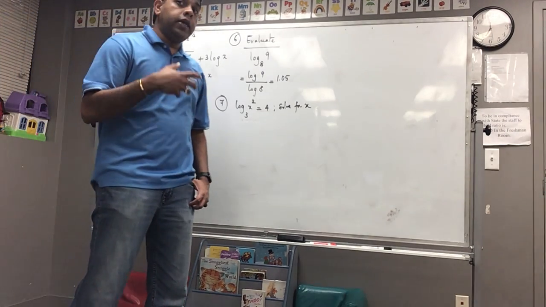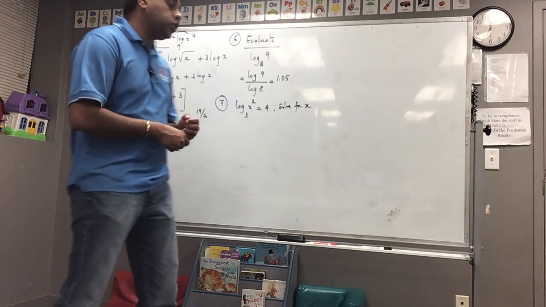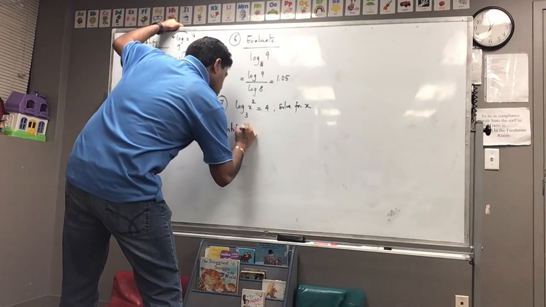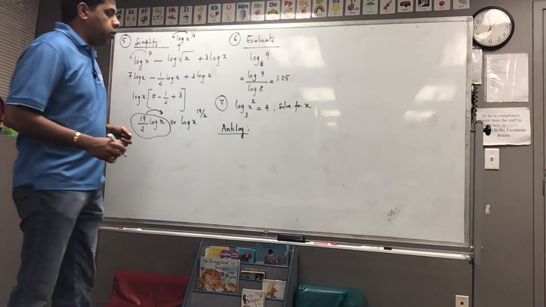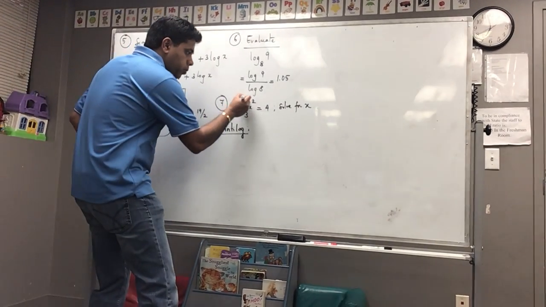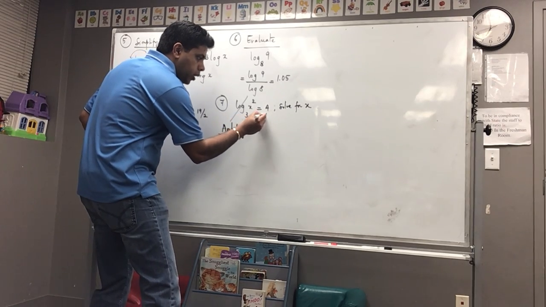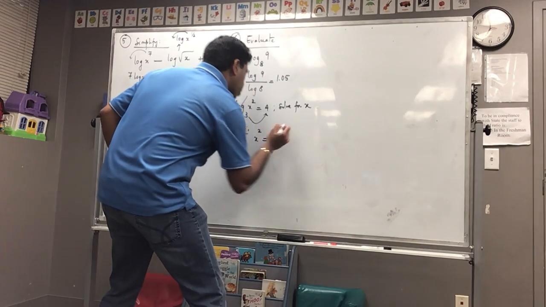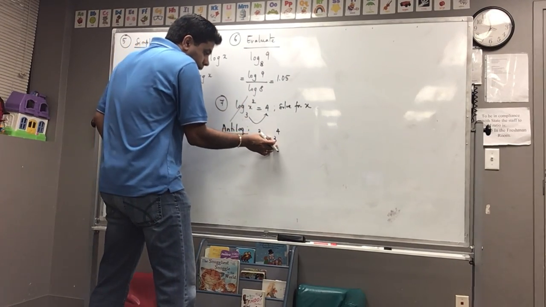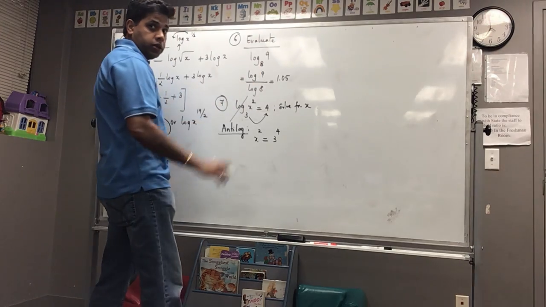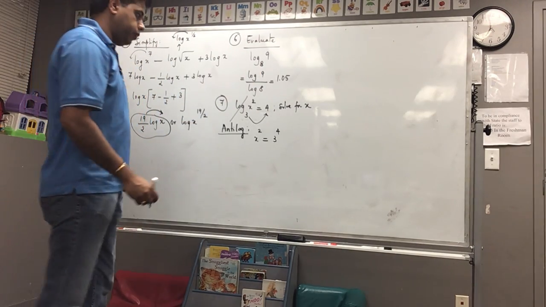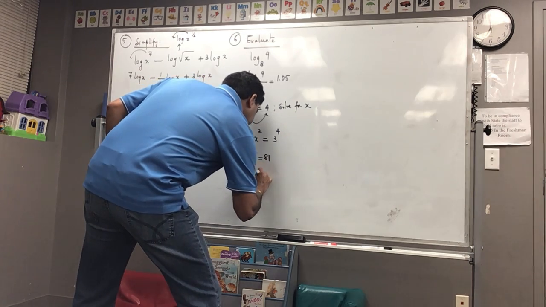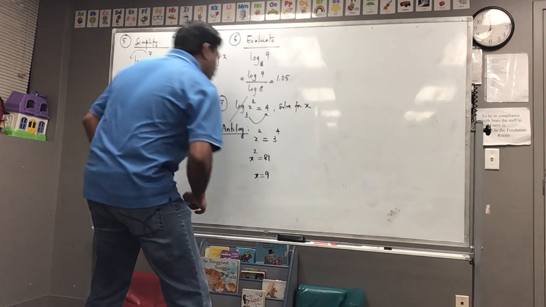So when the variable is with the log, we do what's called anti-log. So in the anti-log, you remove the log and bring the base to the other side. X squared is equal to 3 raised to 4. So this base becomes the base, this 4 becomes the exponent. X squared is equal to 81, x is equal to 9.